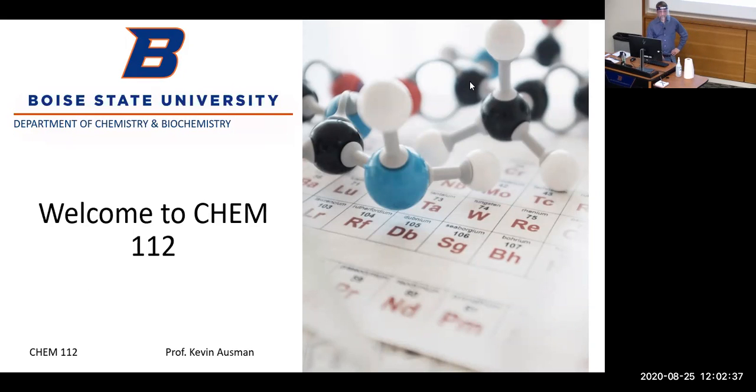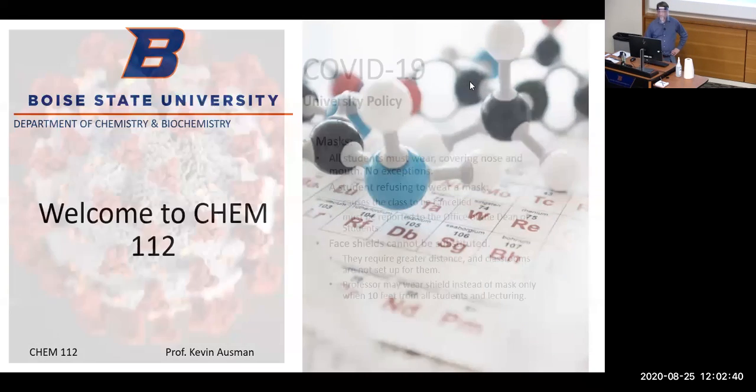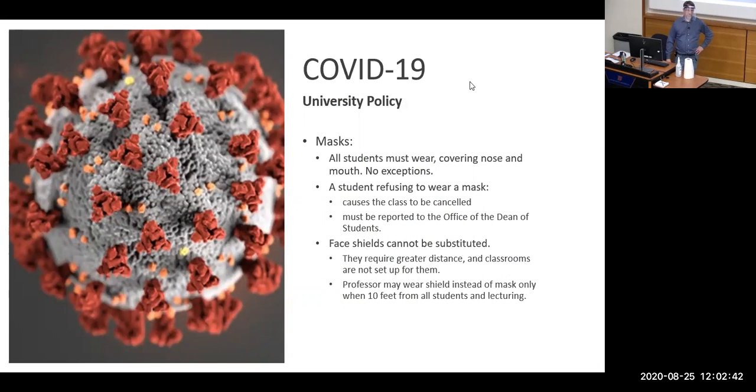There are a few things to go over as we get started. We're going to start with all the COVID-19 stuff. You've probably heard most of this already, but I just need to make sure everybody's on the same page. All students have to wear masks covering nose and mouth, no exceptions at all. If there is somebody who refuses to wear a mask, I am forced by university policy to cancel the class, send everybody out, and then report that student to the Office of the Dean of Students. The easiest way forward is just for all of us to comply with the policies that are currently in place.